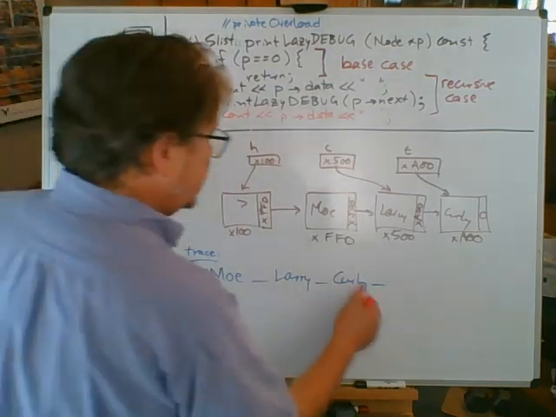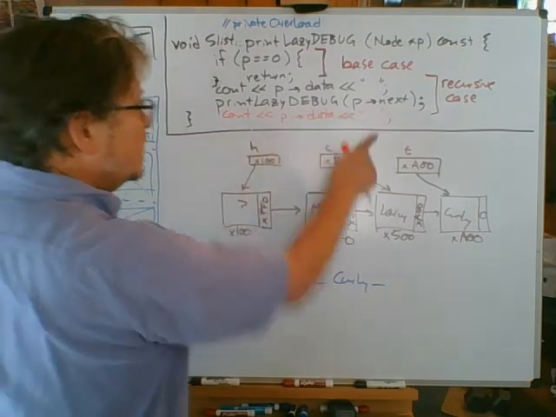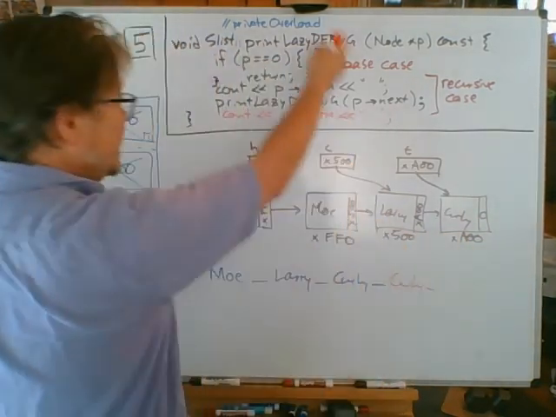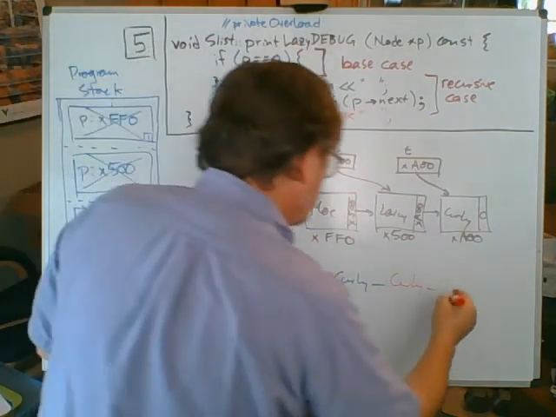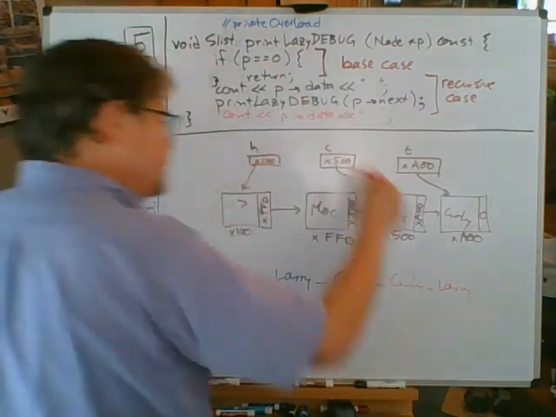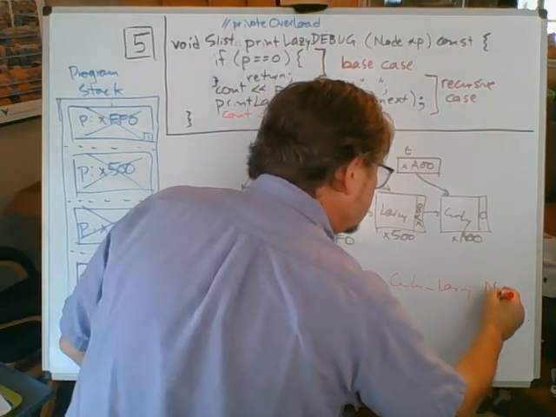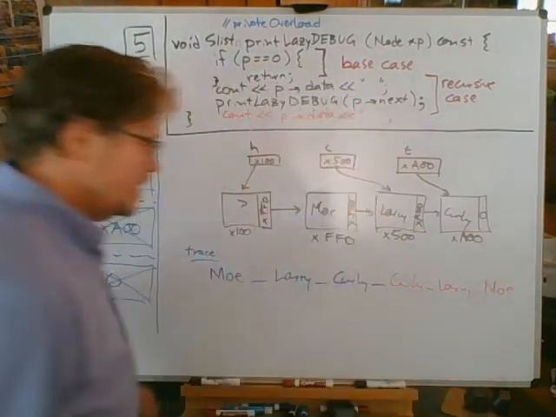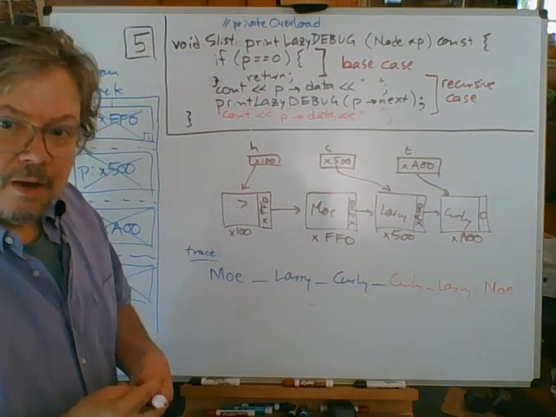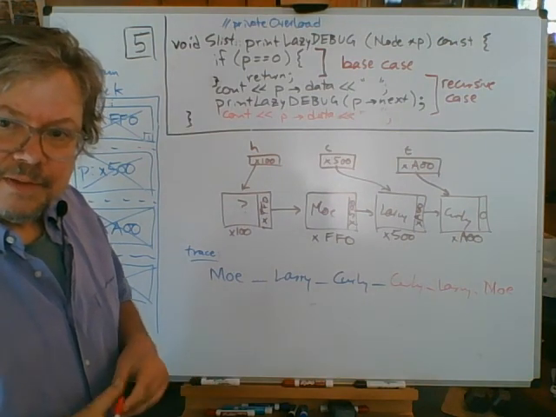It'll print out Mo, Larry, Curly, and then on the way back out, it will return to Curly and print out Curly again. Then as it's coming out of the next call, it prints out Larry. And on the return from that, it prints out Mo. So we get stooges going and coming.